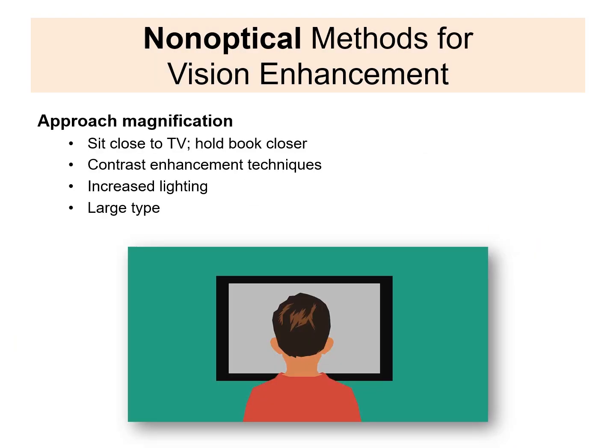Non-optical methods, meaning none of those things that we just saw on the previous slide, to help with magnification. So like this picture, growing up, your mom said don't sit close to the TV. Well, here these patients can sit close to the TV to see better, or they hold things closer to their face. Contrast enhancement techniques. If you change the contrast sometimes to black and white, it can make it easier for your eyes to discern shapes and colors. So that might be an option. Increased lighting, natural lighting is usually best, or incorporating large type to see better.